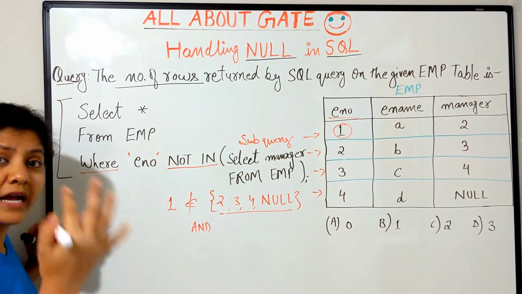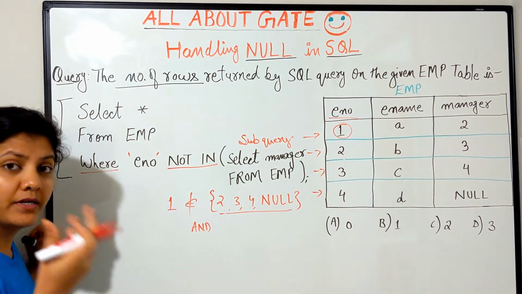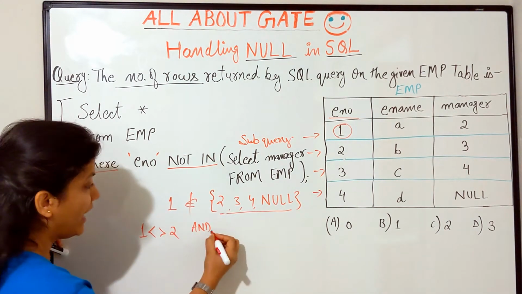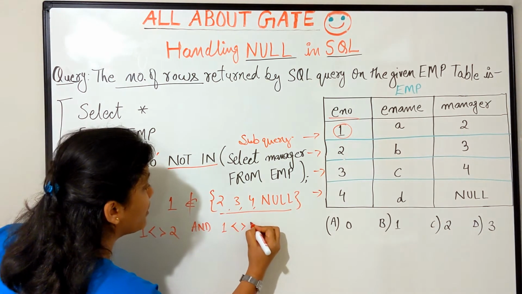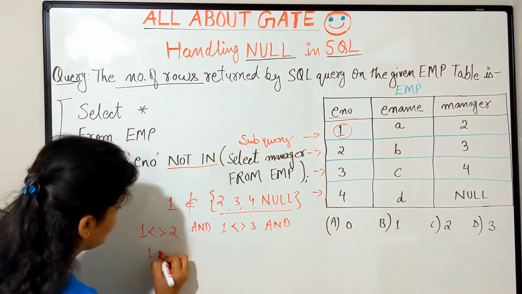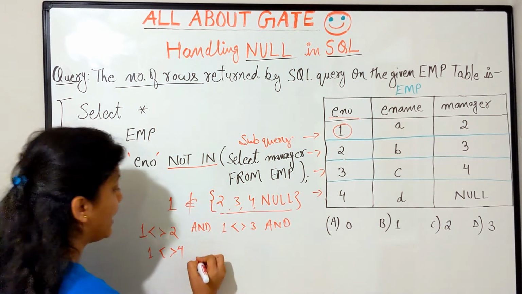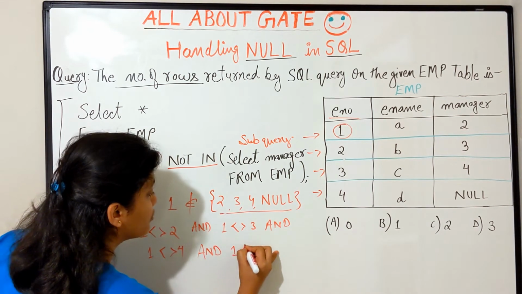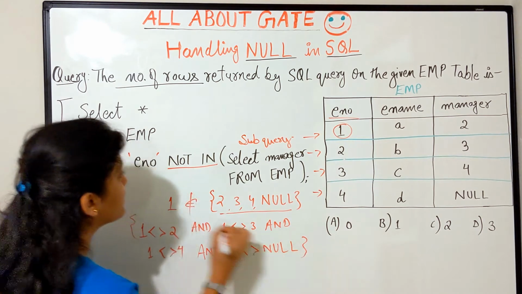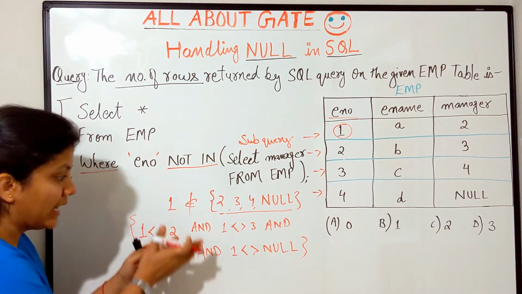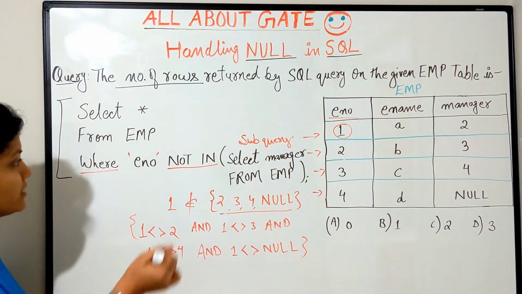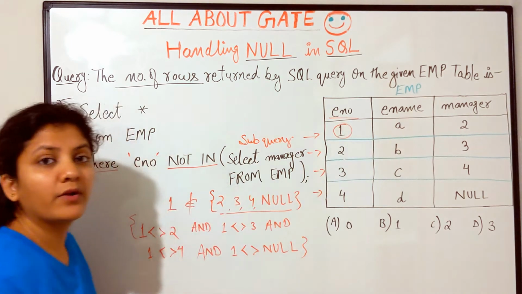So if I just have to write it down for you as a statement, how would I write it? 1 should not be equal to 2 and 1 should not be equal to 3 and 1 should not be equal to 4 and 1 should not be equal to null. This is exactly what this line would mean. This is exactly what is going to run in order to evaluate this where clause condition for this particular tuple.